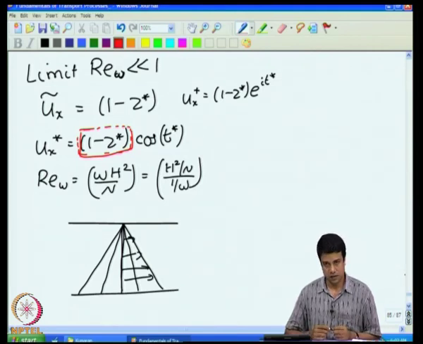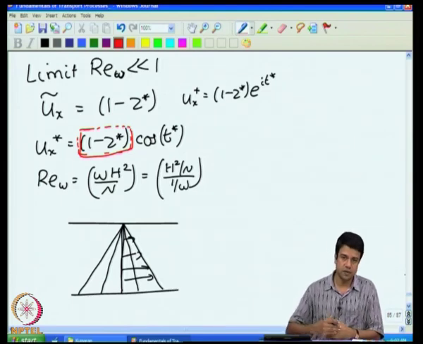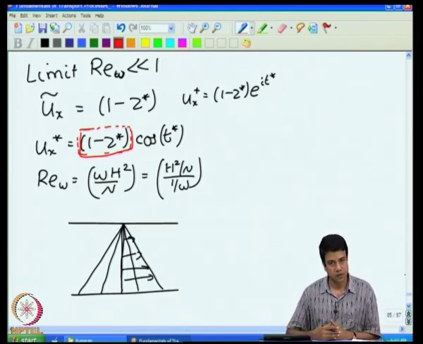One can interpret the Reynolds number Re omega, omega h square by nu, as the ratio of h square by nu divided by 1 over omega. H square by nu has dimensions of time. It is the time it takes approximately for momentum to diffuse over a length h. So, it is the time it takes for a momentum disturbance generated at the bottom to diffuse all the way to the top of the channel. 1 over omega is the time period of the oscillation.